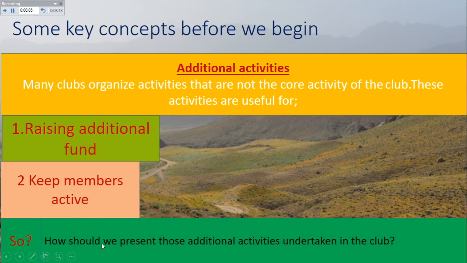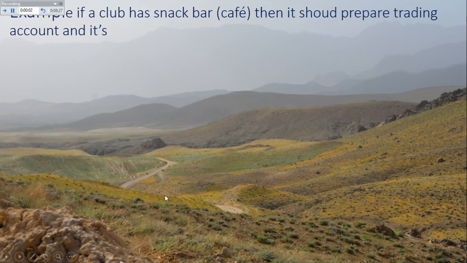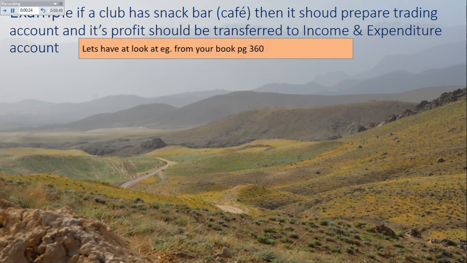The question is, how should we prepare those additional activities undertaken in the club? How should we present those additional activities? Example, if a club has a snack bar or a cafe, it should prepare a trading account, and its profit should be transferred to the income and expenditure account. So if a club conducts an additional activity like opening a cafe, then it should prepare its trading account and transfer its profit to the income and expenditure account. That's the logic, and it's very simple.